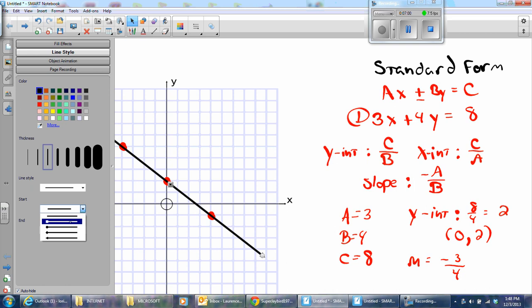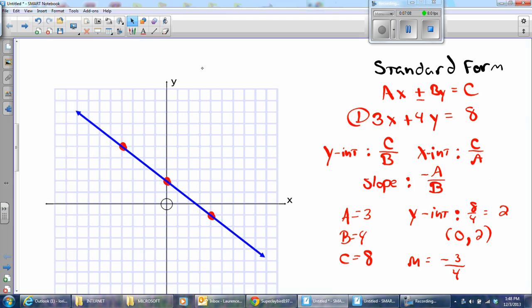So, here we go. And I'm only doing one line on the graph, so it doesn't matter what color I choose. All right, there we go. So when I do standard form, I decide which two I'm going to use: x-intercept, y-intercept, slope. I'll use the two easiest.